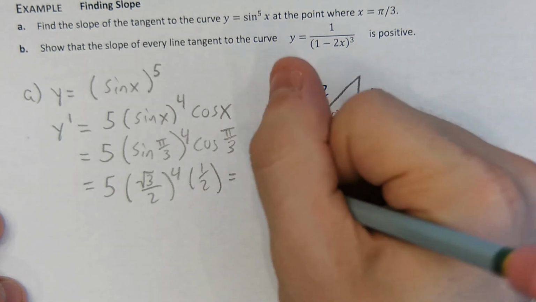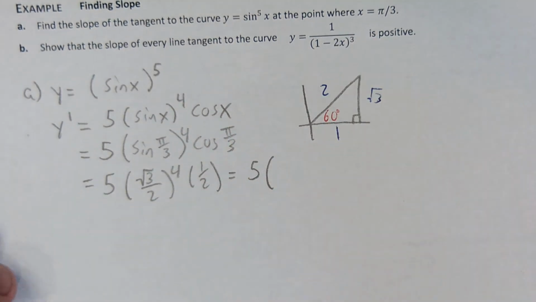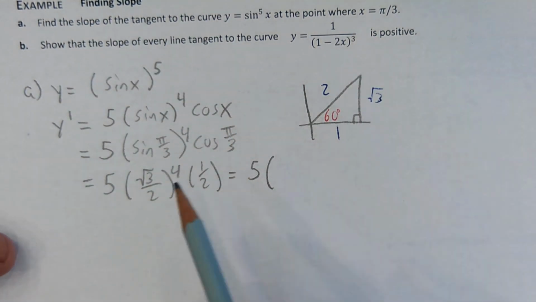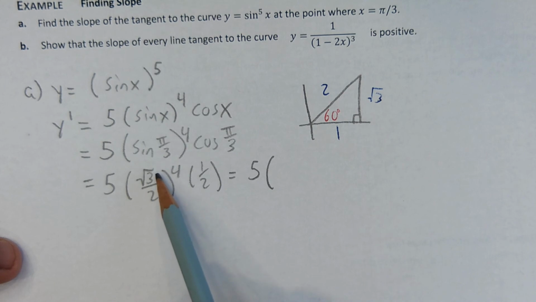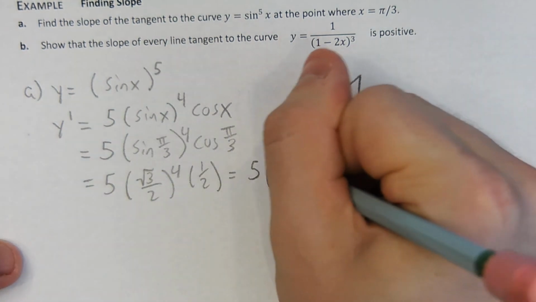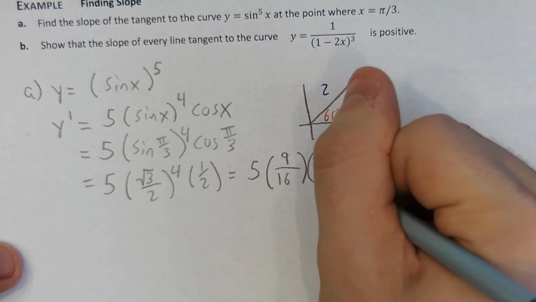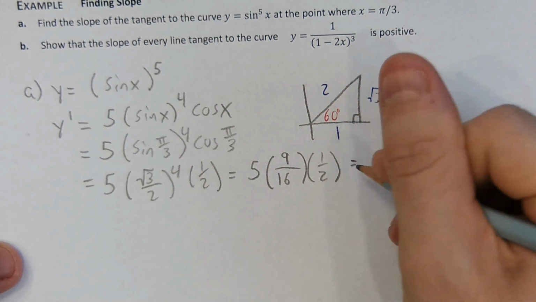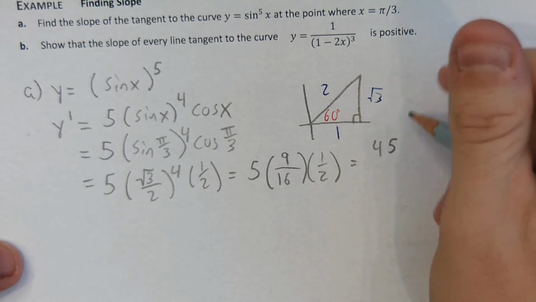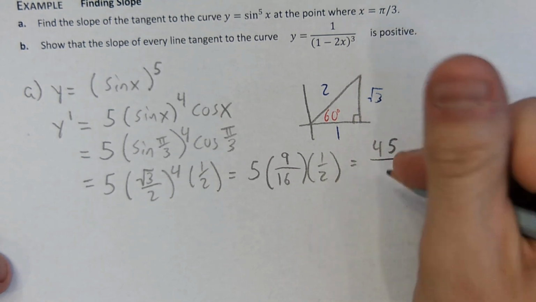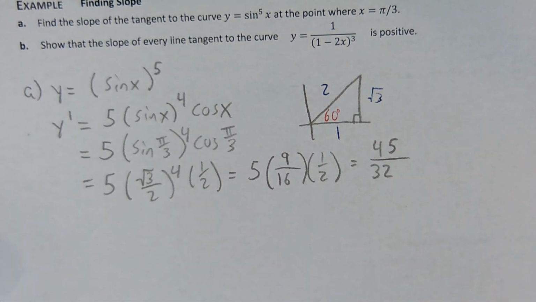That gives us 5 times... Now, 4th power means the square of the square. So if we square this root 3, we get 3. And if we square it again, we get 9. And 2 to the 4th is 16. So 5 times 9 gives me 45, and 16 times 2 gives me 32. The slope is 45 over 32. It's a little ridiculous.